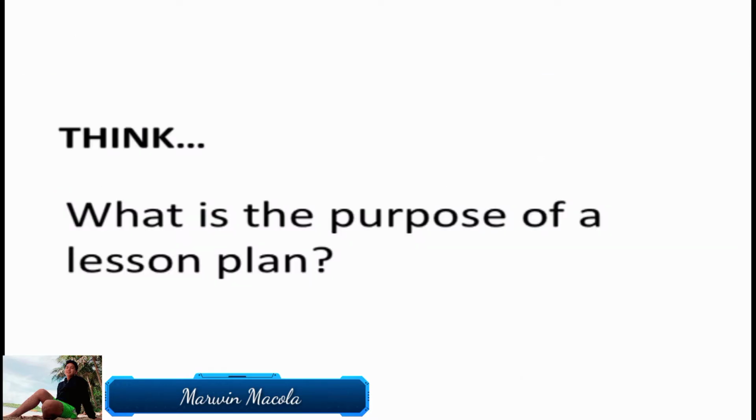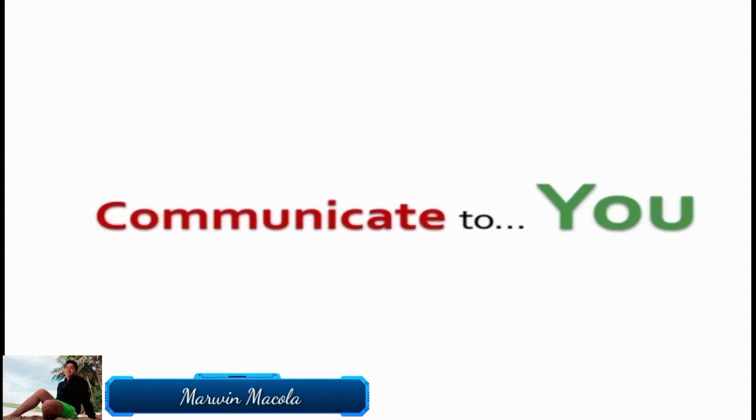Next, let's think about what the purpose of a lesson plan is. What is the purpose of a lesson plan for the student or the educator? So a lesson plan communicates to you, for you to have communication with your students as an educator. So learning is the interaction of teachers and students.